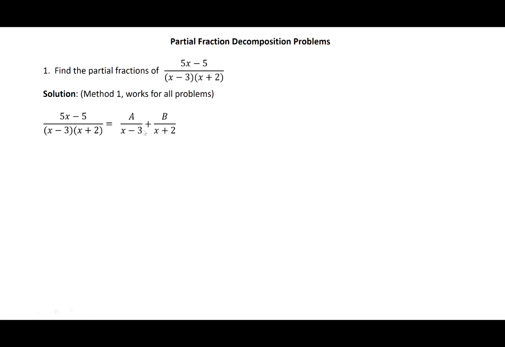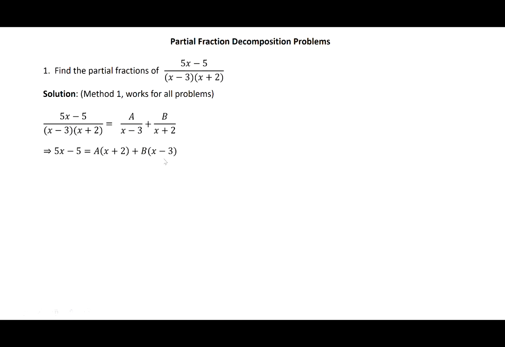What about the right-hand side? So notice we are talking about this denominator times A over x minus 3. So x minus 3 and x minus 3 reduce to 1, and we end up with A times x plus 2. Similarly, plus B times x minus 3. We're good? So now, here is where the different methods differ.